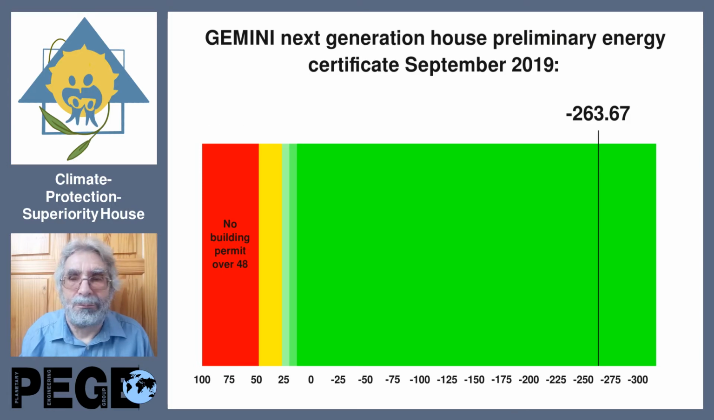And in September 2019, we made a first preliminary energy certificate for our project GEMINI Next Generation. And this ended with a big surprise. We thought maybe we are a little bit better. Yes, but the surprise was we have been far beyond anything else what was calculated with the p-value. Our p-value was minus 263.